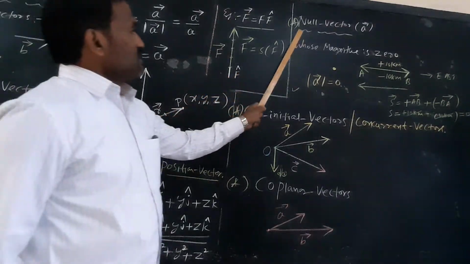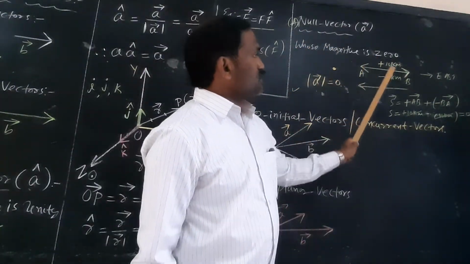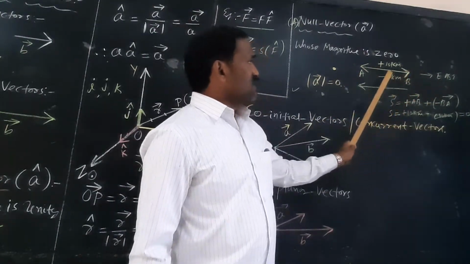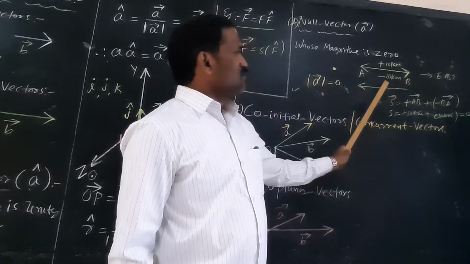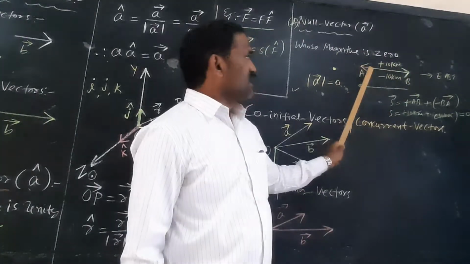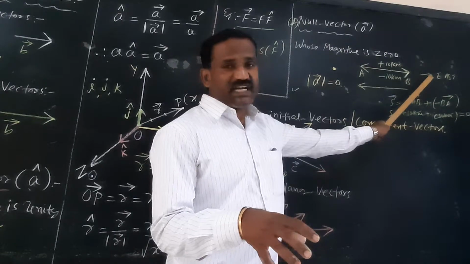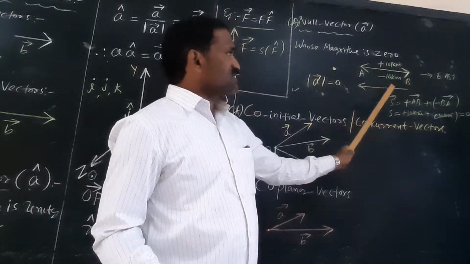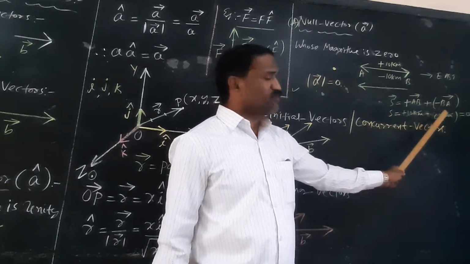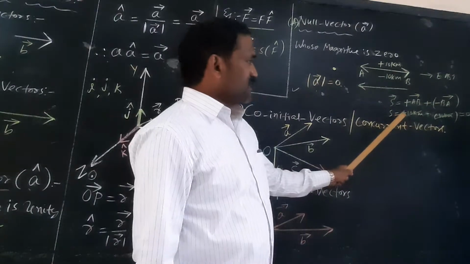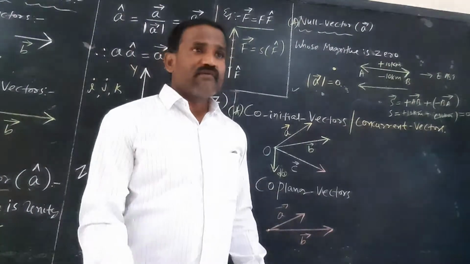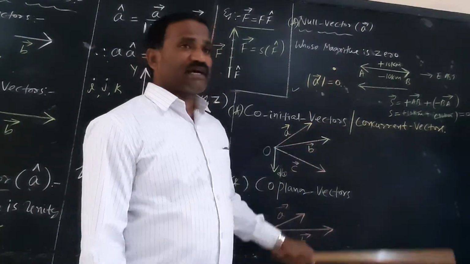So why in case of null vector is the magnitude 0? What is the meaning of it? The body is moving from A to B towards east, plus 10 kilometer, and towards west, minus 10 kilometer. It will return to the point A. So while going towards east is plus 10 kilometer, while returning it is minus 10 kilometer. What is the net displacement? Displacement AB plus BA. Why is it minus BA? B to A is negative. Therefore plus 10 kilometer and minus 10 kilometer. The net displacement is 0. Then what do you mean by null vector? Its initial point and terminal point are coinciding.